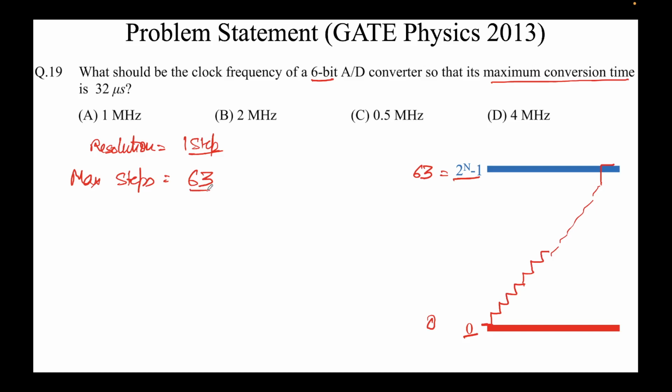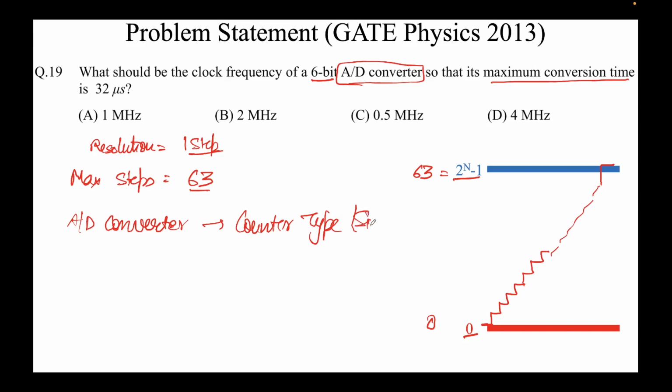Now depending on how the A to D converter is implemented, there are different ways of doing it. The simplest A to D converter is a counter type. This is the simplest. In this counter type ADC, one step takes 1 clock cycle. This means in order to jump from 0 to 1, you will take 1 clock cycle. Similarly, from some intermediate level to the next level, you will take 1 clock cycle. Similarly, from the second last level to the last level, you will again take 1 clock cycle.